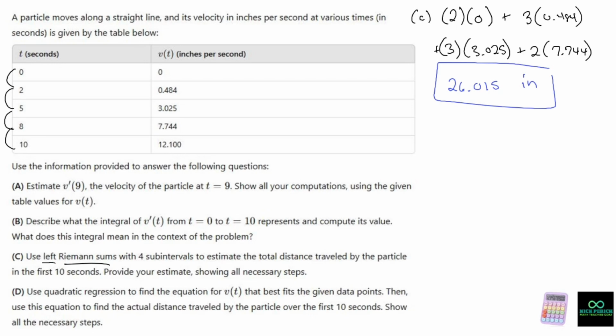Now D is asking us to use quadratic regression to find the equation of V of t. So we're going to take this table right here. We're going to do QuadReg in our TI-84 plus, and that will get us a formula. Once we get the formula, use the equation to find the actual distance traveled by the particle over the first 10 seconds. Show all the steps necessary. So not only are we writing out a formula, we're going to use that formula to find the actual distance traveled over the first 10 seconds. So here we go.